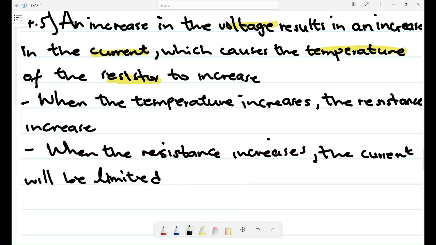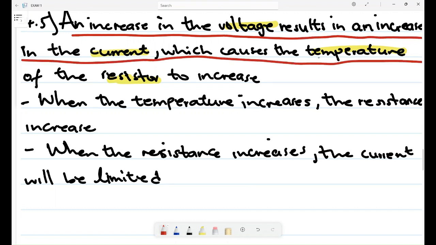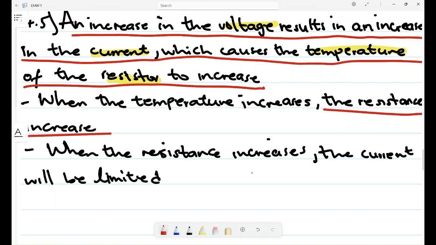Current will be limited. Therefore, the ratio of the voltage and the current will no longer be the same now. The important part is that an increase in the voltage results in an increase in the current, which causes the temperature of the resistor to increase. Therefore, it causes the resistance to increase. After the resistance increases, now the current becomes limited.